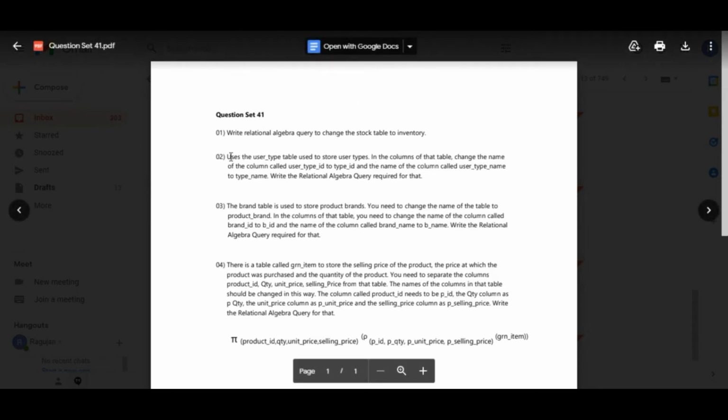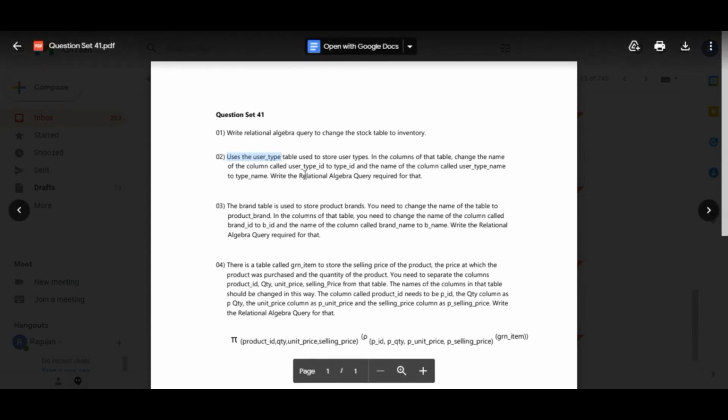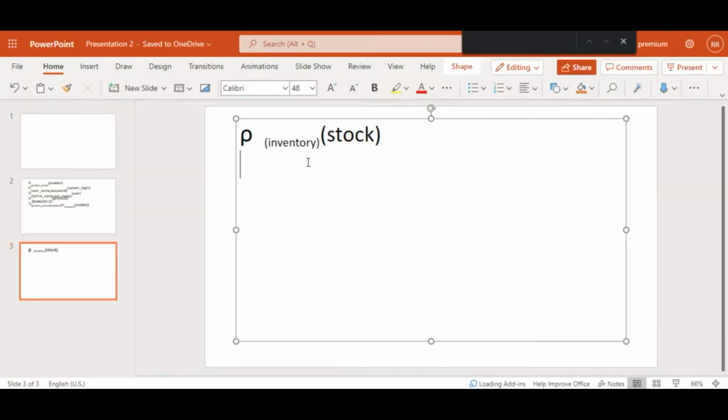The second one: the user type table is used to store user types. In the columns of the table, change the name of the column called user type ID to type ID, and the name of the column called user type name to type name. Write the relational algebra query required for that. So in this case, this would be a rename. So we had to use the rho one.